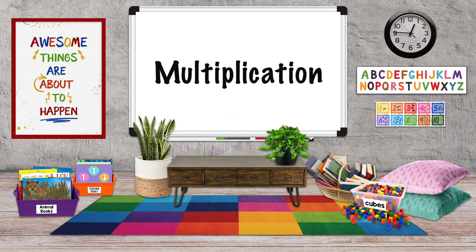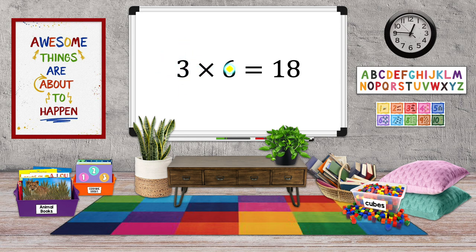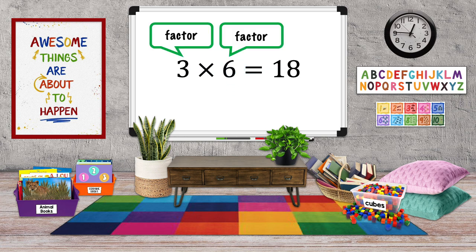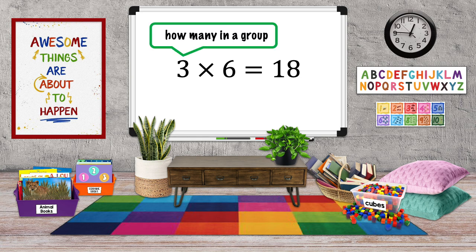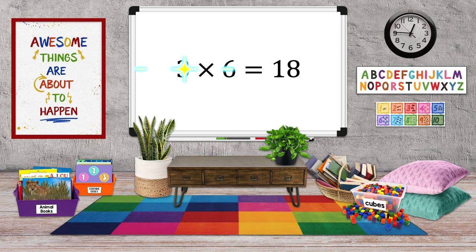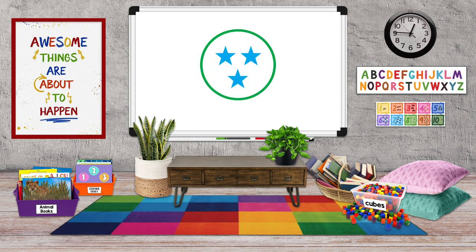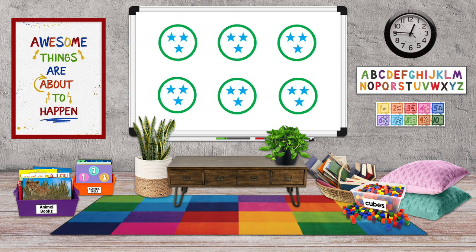Here's a multiplication sentence. 3 times 6 equals 18. 3 and 6 are our factors. 18 is our product. When we look at our multiplication sentence, the first factor tells us how many in a group. The second factor tells us how many groups. 3 in a group, 6 groups. If we were to draw a picture, it would look like this. 3 in a group, 6 groups.